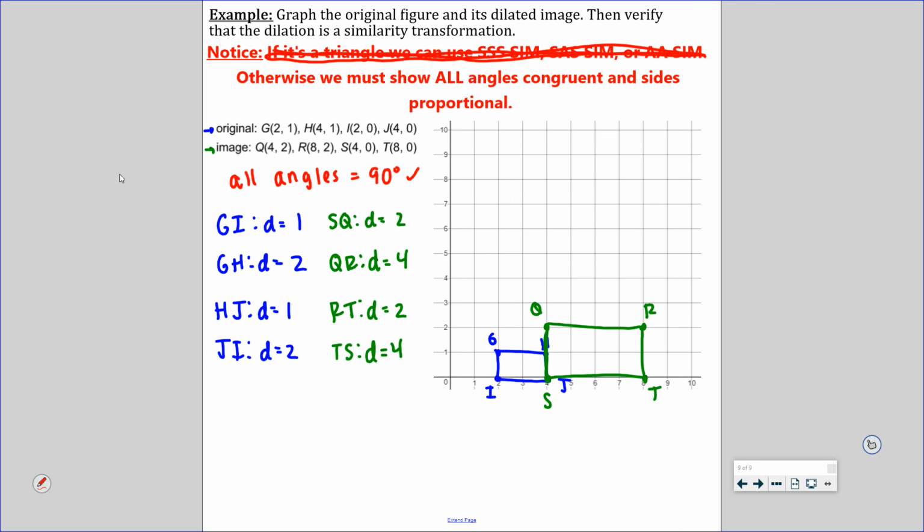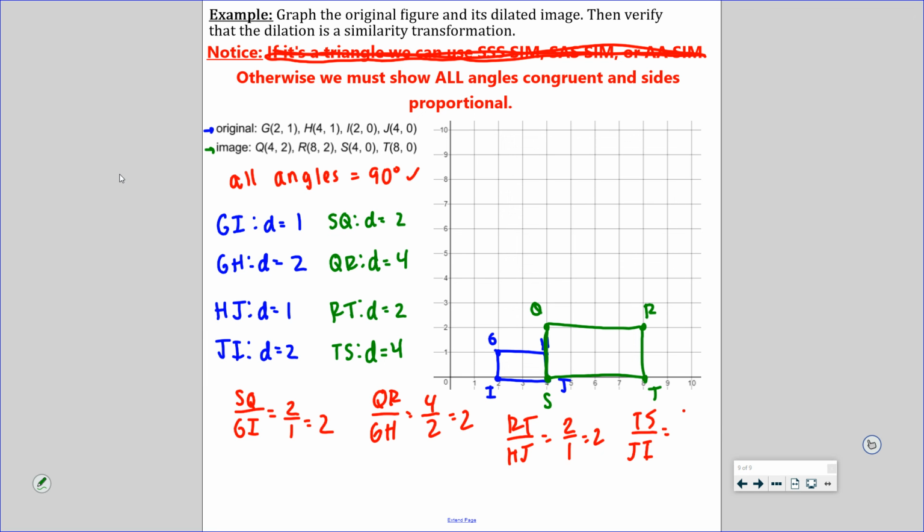So again, we just have to show that these are all proportional. So I'm going on my list here. Now, from the image to the original is how we want to write this. So I'm going to do my green ones first. So 2 to 1 reduces to 2 for the first set of corresponding sides. QR to GH, 4 to 2, also reduces to 2. So far, so good. Next set, you have to show all 4 of them. RT to HJ, 2 to 1, 2. TS to JI, 4 to 2, 2.